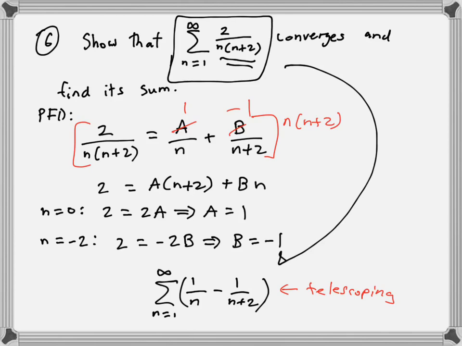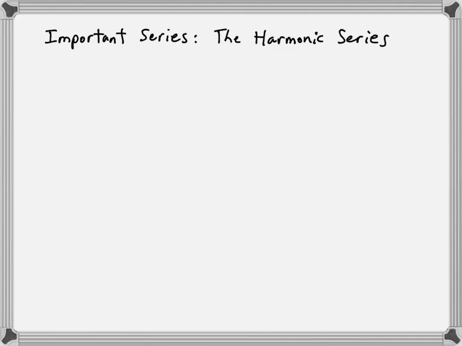So let's look at an important series. This is called the harmonic series. What is the harmonic series? It's 1 plus a half plus a third plus a fourth plus a fifth. We can see the pattern. In other words, this is equal to the series 1 over n.